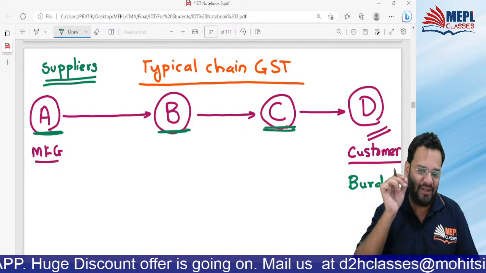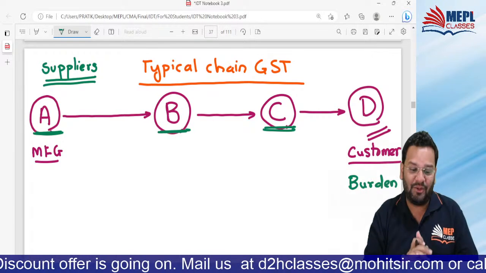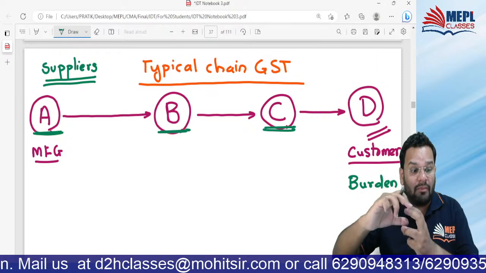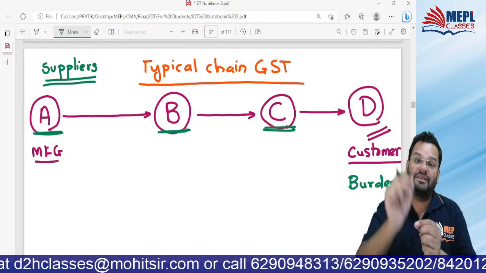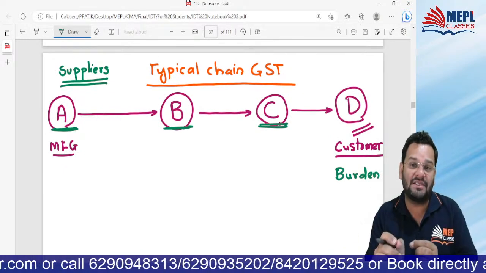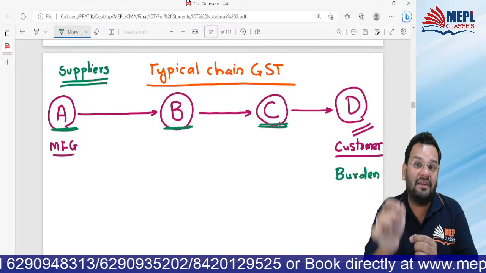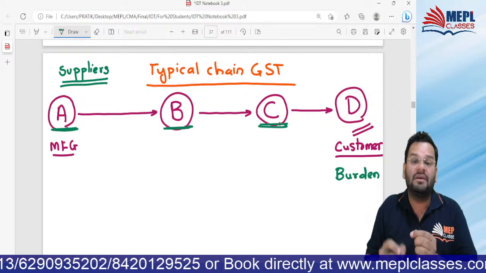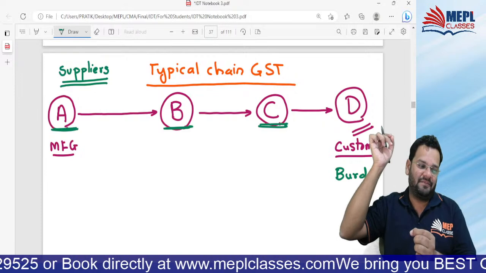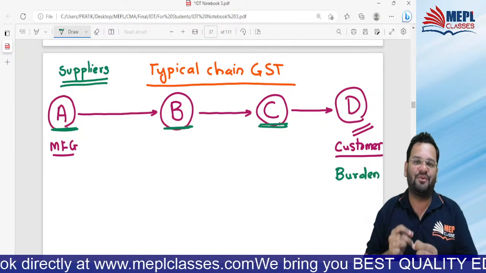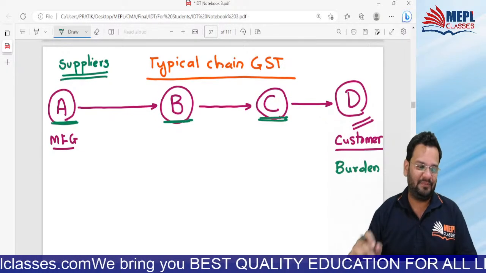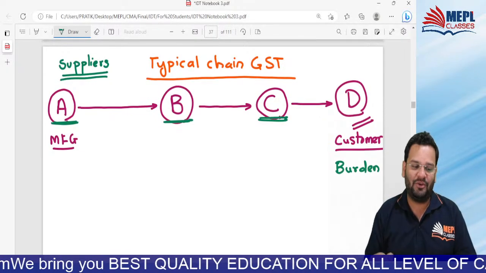Did you get the point? Let me know in the chat window whether you understood this point. To the government, who will pay the GST? The suppliers. To the government, the suppliers will pay the GST, but the final burden of GST will be on whom? The burden of GST will be on the end customer. Is this point clear to all of you? Yes, no? Let me know, guys, in the chat window.